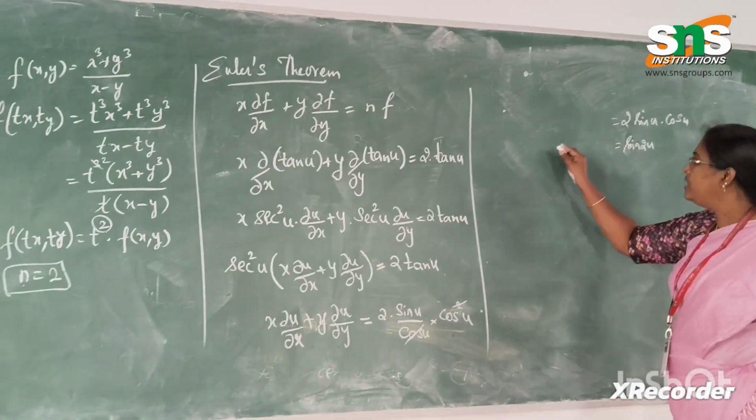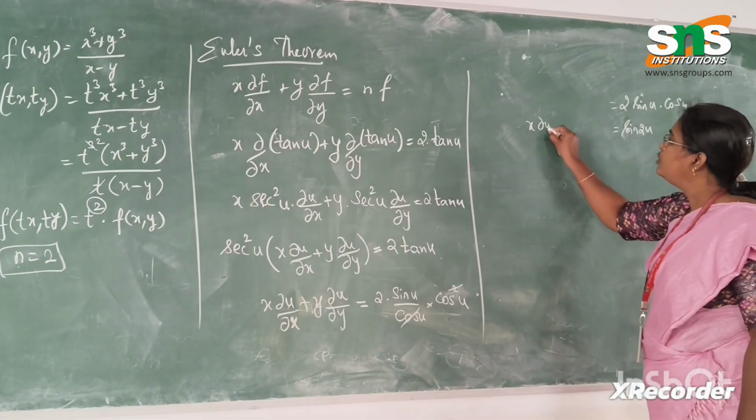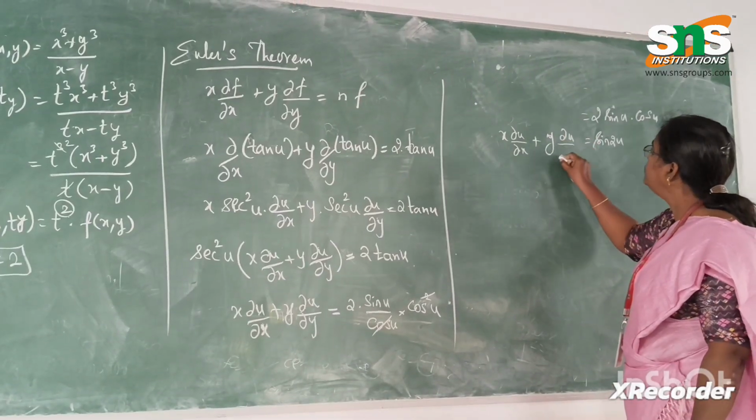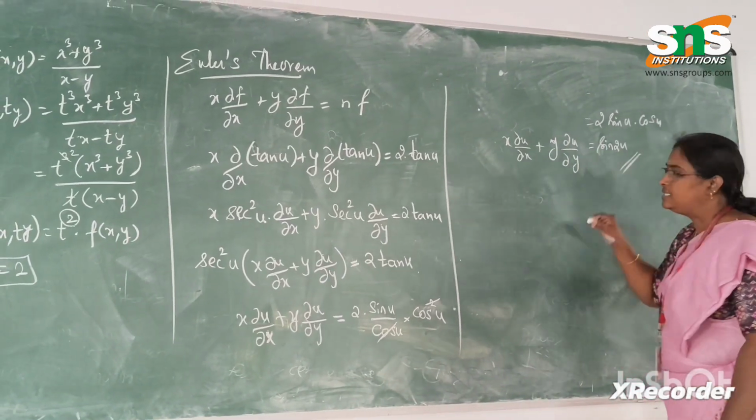The left hand side we already have: x into ∂u/∂x plus y into ∂u/∂y. We got the answer as sin 2u.